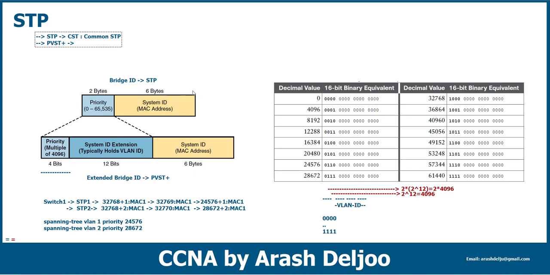And after that, let me say that if you use CST you don't have this limitation, because in CST we can use any number between 0 and 65,535, but you know that this is not possible in a Cisco switch. You can use it in other brands.